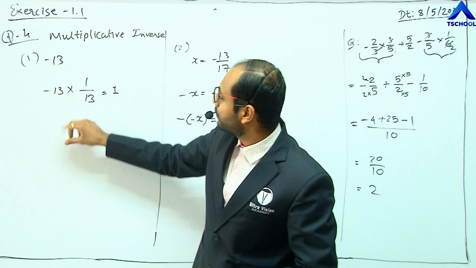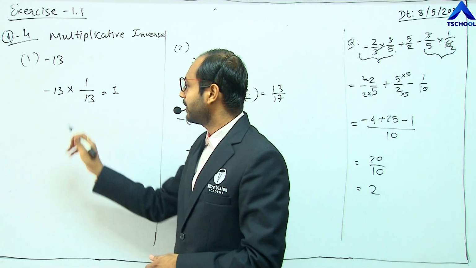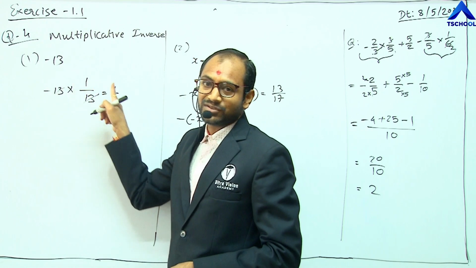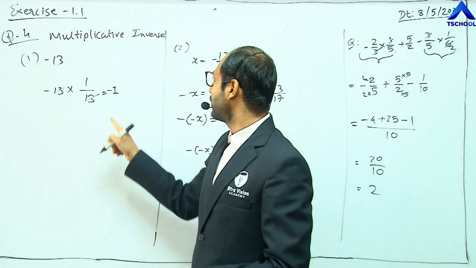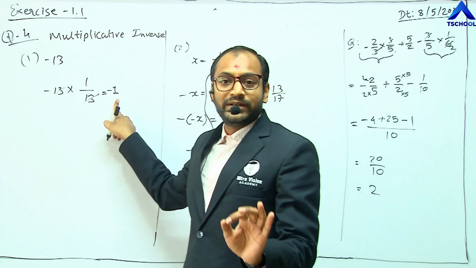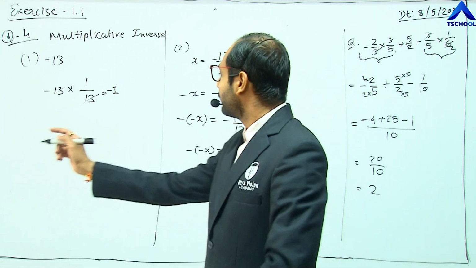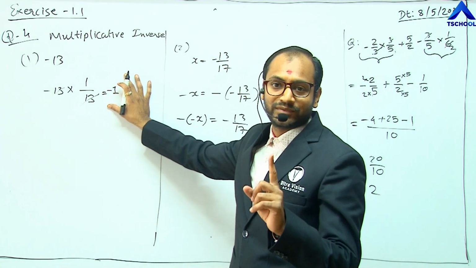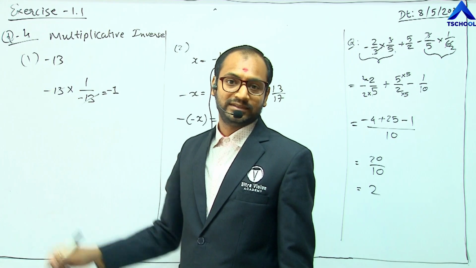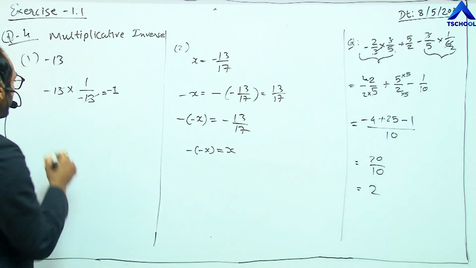If I remove this sign, what happens? Minus 13 multiplied by 1 upon 13. What happens here? 13 will be cancelled, but the remaining thing is minus 1. So the result is minus 1, but this is not the multiplicative identity. We should know that the multiplicative identity is only plus 1. That means we should get result only plus 1. So we have to do the inverse with sign. Clear?